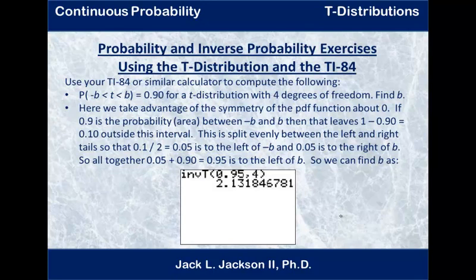Now remember, if we want to find b using an inverse function, we have to input the probability to the left of b. Well, to the left of b is the 0.90 plus the 0.05 that's to the left of minus b. So add those together, we get 0.95. So a total of 0.95 to the left of b and 0.05 to the right of b. So we can just do an inverse t of 0.95, comma, 4 degrees of freedom, and that gives us the t value for b, which is 2.13.